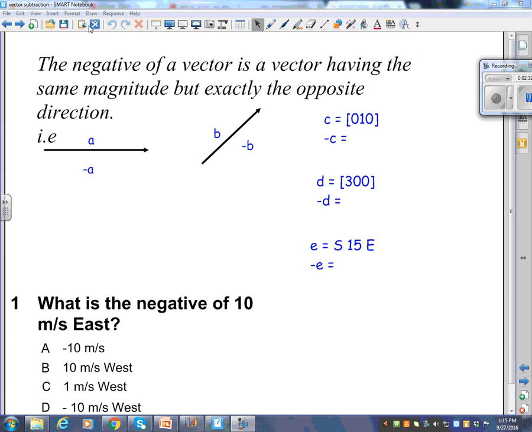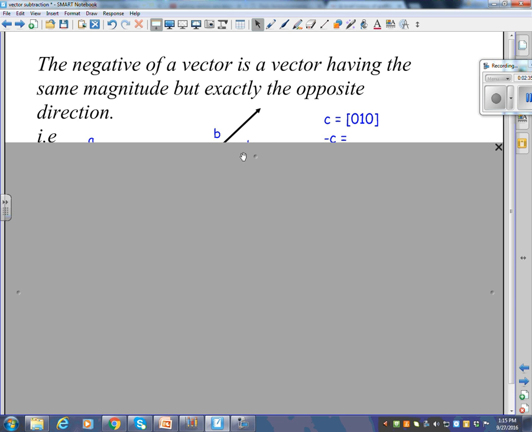And there it is right there. The negative of a vector is a vector having the same magnitude. What does the magnitude mean? The size, the number part. But exactly the opposite direction. Now, when I say exactly the opposite, I mean exactly the opposite. You might say, pull a 180. What does that mean, a 180? 180 degrees. Opposite. Okay, you guys are all on the right track here.